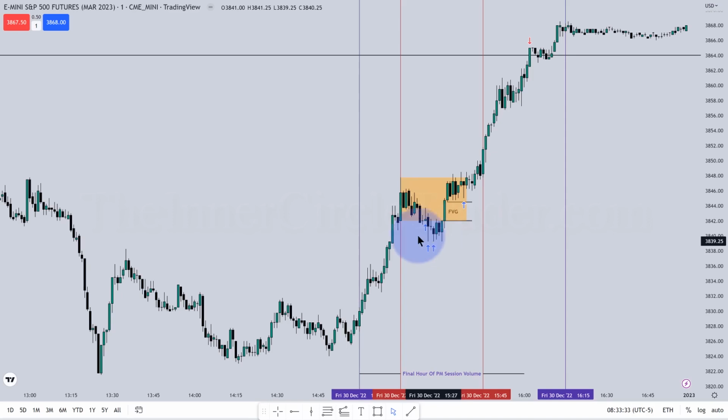And simply because it goes back down in here, that's not rebalanced. It's balancing, but it's rebalanced once you leave it, because it then becomes a balanced price range.